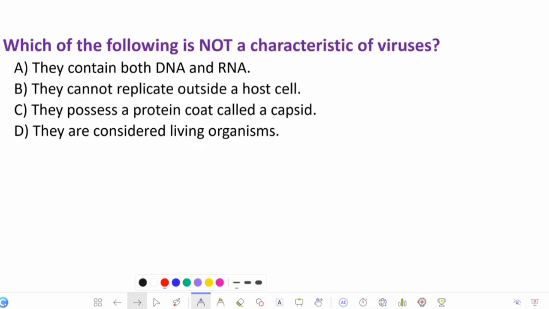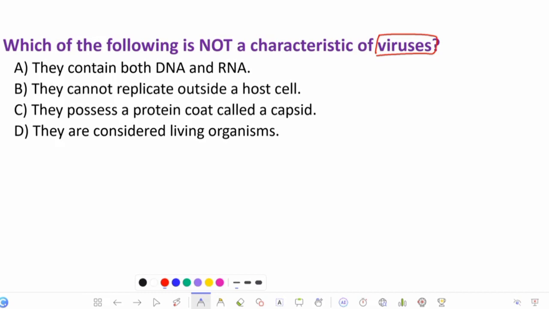Next one, which of the following is not a characteristic of viruses? Viruses: living organism or non-living organism? Okay, there are some properties they have of living organisms, while some characteristics belong to non-living things. So they cannot be characterized as living organisms, but are present at the borderline of living and non-living things.